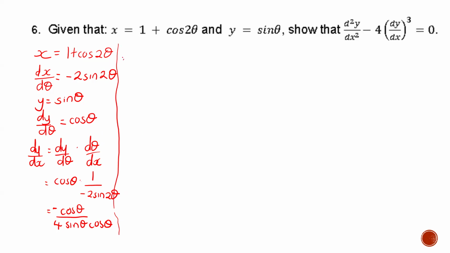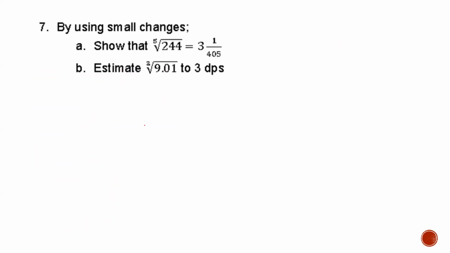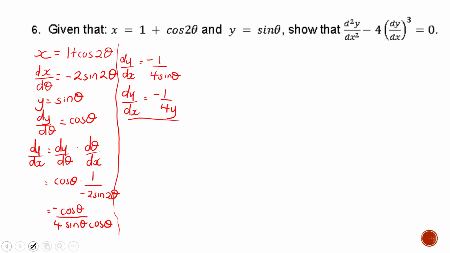Okay. So dy/dx is equal to, since the cos has gone up, we have negative 1 out of 4 sine theta. But then our sine theta is equal to y according to this, right? So we have dy/dx is equal to negative 1 out of 4y. We have to keep looking at the question where they want us to go. Where they want us to head is this, so I should stay focused here.